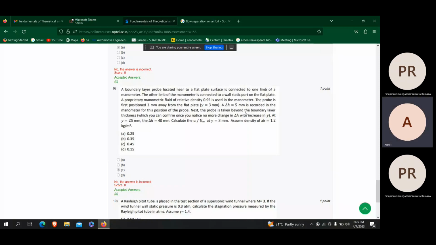From the question, you can read and tell me. After this 3 mm measurement, they took y equal to 25 mm and saw that the manometer was giving a reading of delta H equal to 40 mm, that is the difference between the manometric legs. Why is it more now?